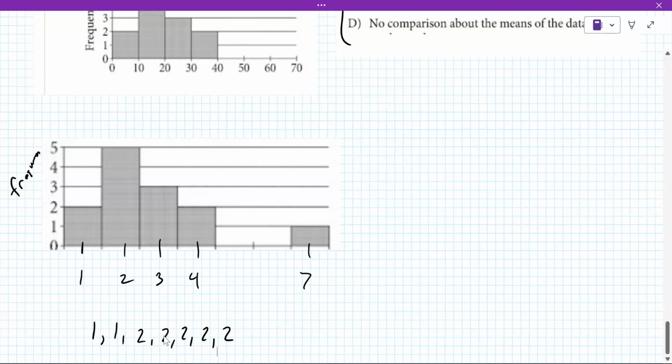How many 2s did I write? 5, because there's 5. 5. So I'm going to keep going here. There's 3 3s. There's 2 4s. And there's 1 7.